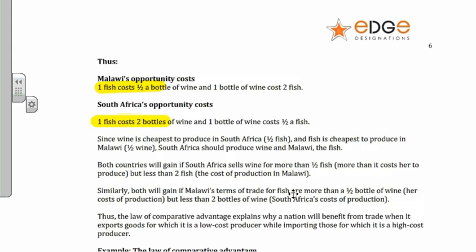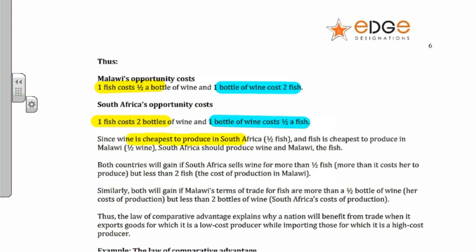So what do you notice? That looks a bit better for Malawi, doesn't it? 1 fish is half a bottle of wine, and 1 fish is 2, sorry, other way around. So if you have a look over there, it doesn't look so good in the fish department for South Africa, but let's have a look at wine. 1 bottle of wine costs 2 fish in Malawi, and for South Africa, 1 bottle of wine costs half a fish. Can you see straight away what we are noticing? What would you say?